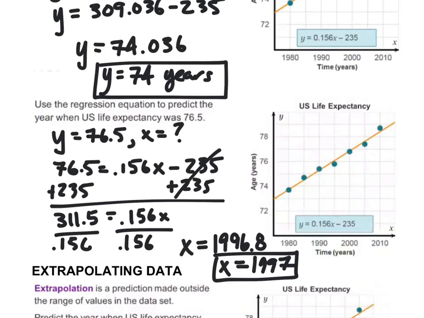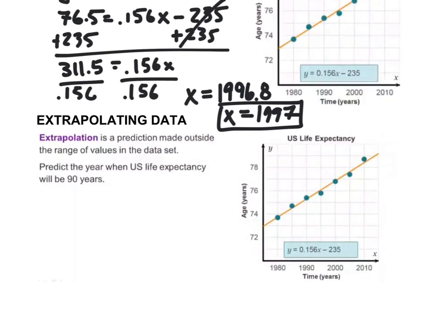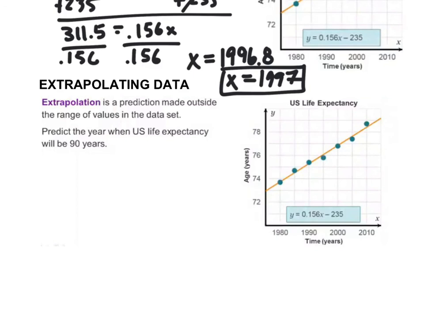All right, so now the next thing we're going to talk about is extrapolating data. Extrapolating data is a prediction that's made outside of the range of values in the data set. Currently what we're dealing with is going from like 1975 to 2010, and same thing with age. Age goes from like 70 to like 80, up here. So we want to predict the year when U.S. life expectancy will be 90 years. That's outside of our range.